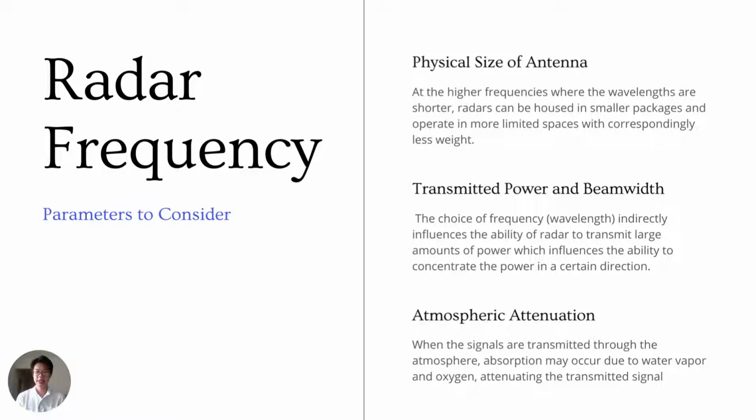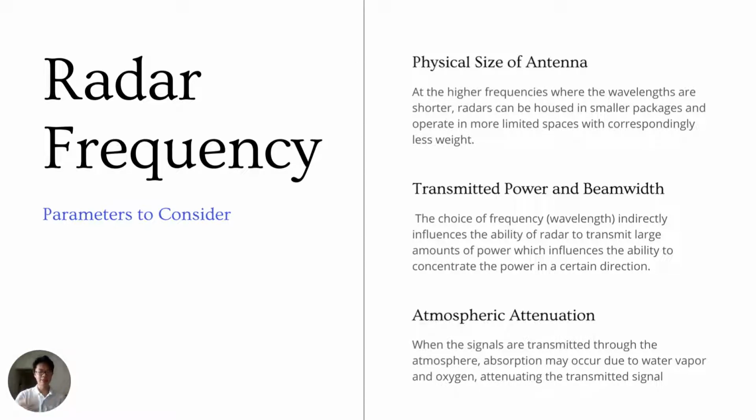First, physical size. The larger the wavelength, the larger the transmitter has to be. So at low frequency applications, the waveguides or the patch itself will be huge, compared to higher frequencies where the patch will be very small. Then transmitter power and beam width. The frequency that you choose indirectly influences the ability of the radar to transmit large amounts of power, because it has to concentrate the power in one direction. Typically, with larger wavelengths you have a larger aperture, and it's easier to transmit compared to smaller wavelengths, which is weaker.